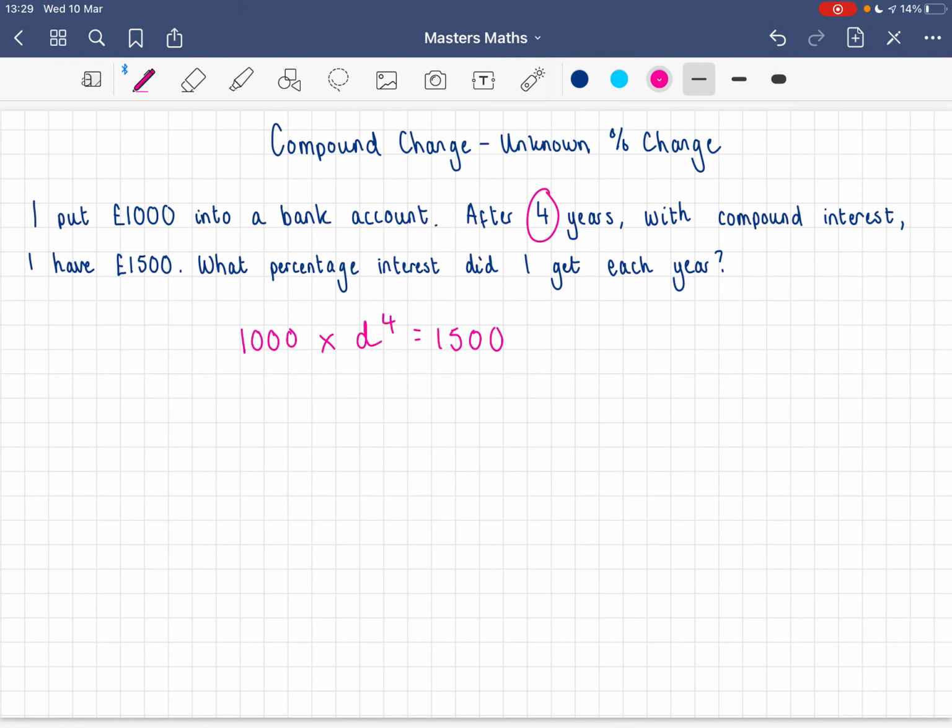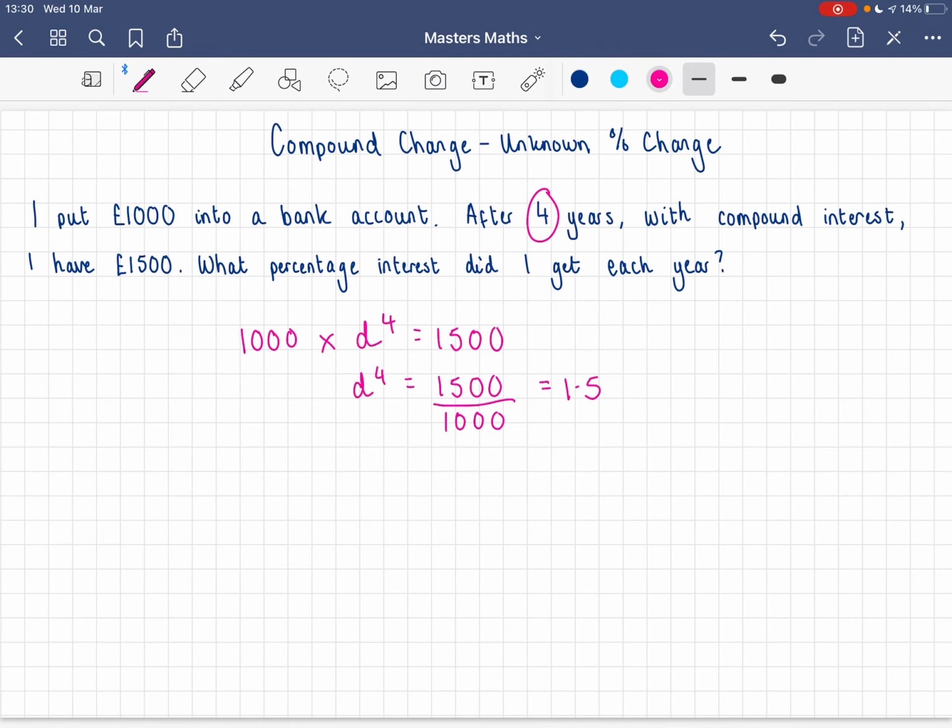Okay, we need to go backwards until we can get what the decimal multiplier is, and then we need to unpick from the decimal multiplier what the percentage actually was. But we'll get to that. So the first thing we want to do is obviously move that 1,000 to the side by dividing. So 1,500 divided by 1,000 is 1.5.